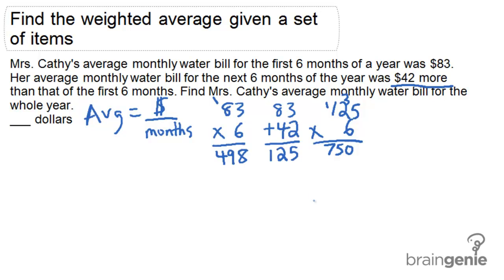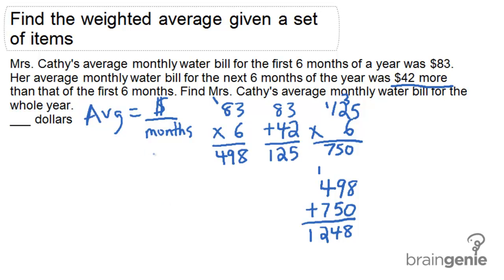So the total bill for the whole year is going to be the first 6 month total, which was $498, plus the second 6 month total, which was $750. And this comes out to exactly $1,248. It's a lot of money.